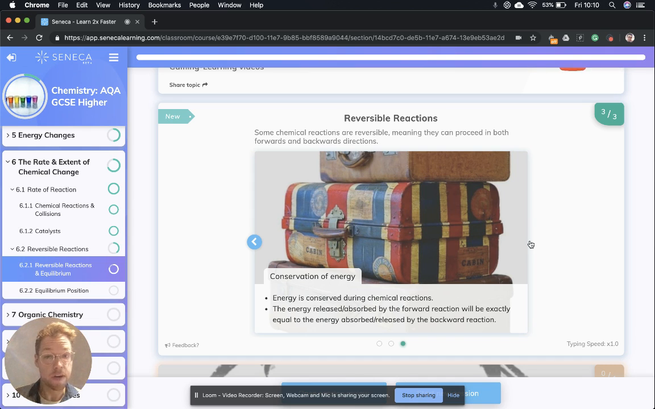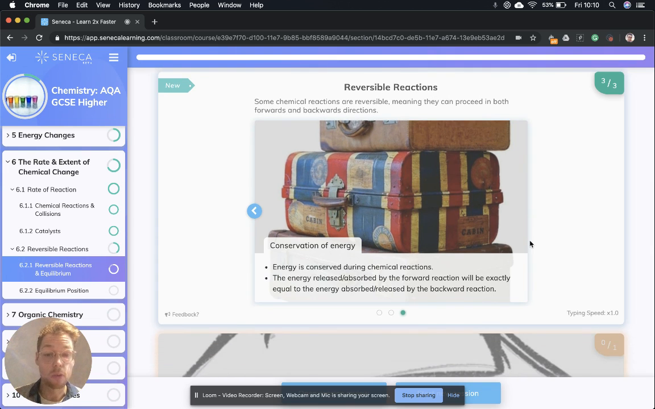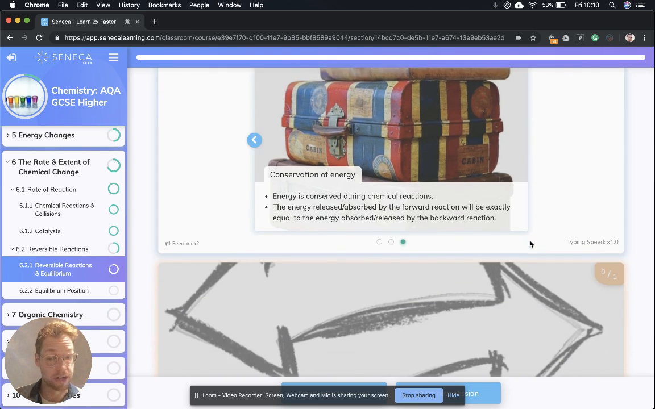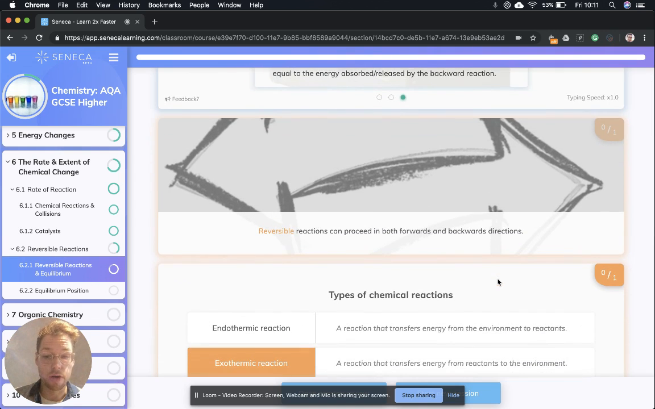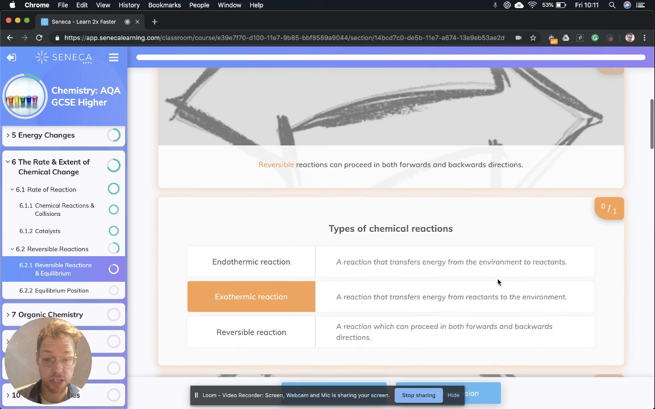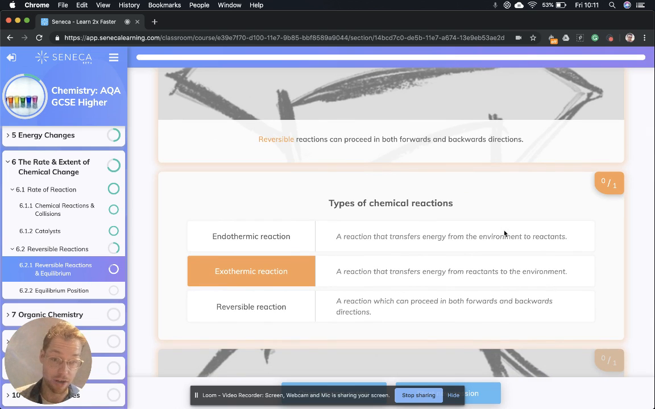The key thing that reversible reactions show is the conservation of energy. We can't create or destroy energy. It can only be conserved or transferred. So the energy released by the forward reaction will be exactly equal to the energy absorbed by the reverse reaction. Okay? So reversible reactions can proceed in both forwards and backwards directions. And a quick review: endothermic reactions transfer energy from the environment to the reactants. Exothermic reactions transfer energy from the reactants to the environment.